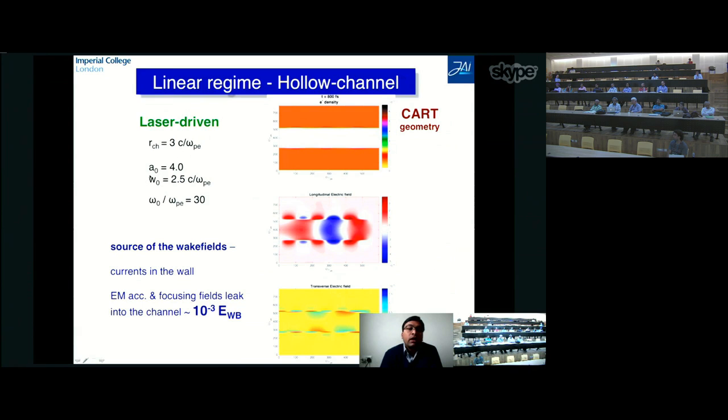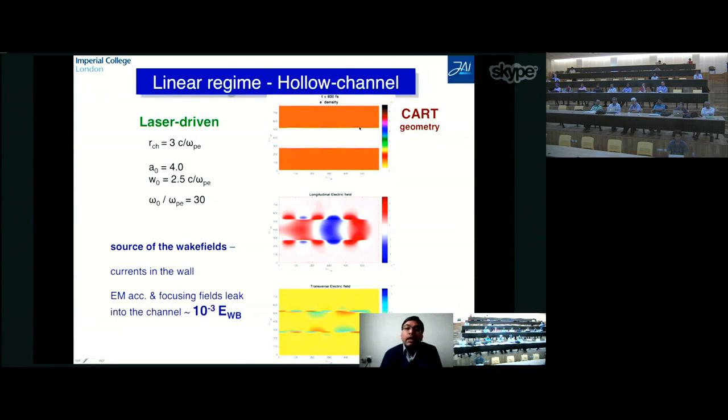Its waist size for a Gaussian laser pulse is 2.5 times the skin depth, and the homogeneous plasma frequency, which is outside the channel, has a ratio to the laser frequency of about 30 times. And the channel width here is 3 skin depths. So that laser basically propagates down this channel.